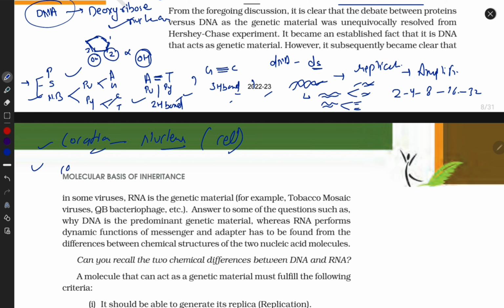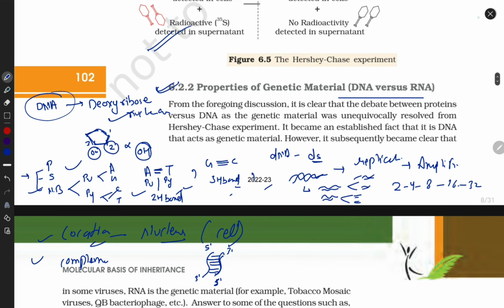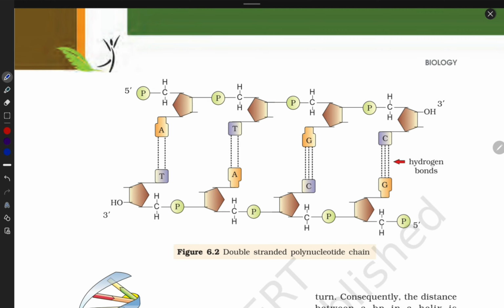Now next property: they are present in complementary form. Complementary form means 2 strands, one running 5 prime to 3 prime and the other complementary to it. If one strand goes 5 prime to 3 prime in direction, then the other strand goes in the opposite direction. Let me show you. Here is the double strand structure, 5 prime to 3 prime, and the other is 5 prime, complementary. Here is 5 prime, here is 3 prime, here is 3 prime, here is 5 prime.